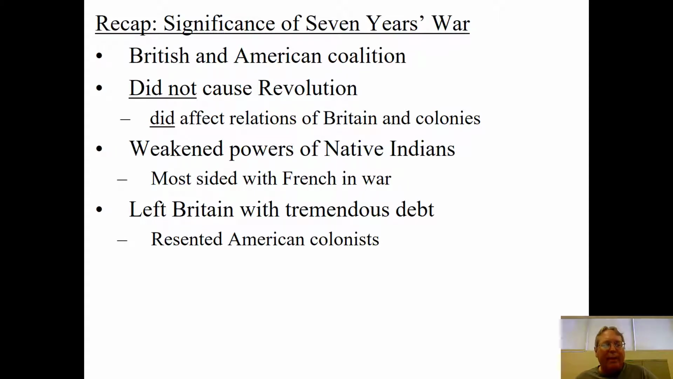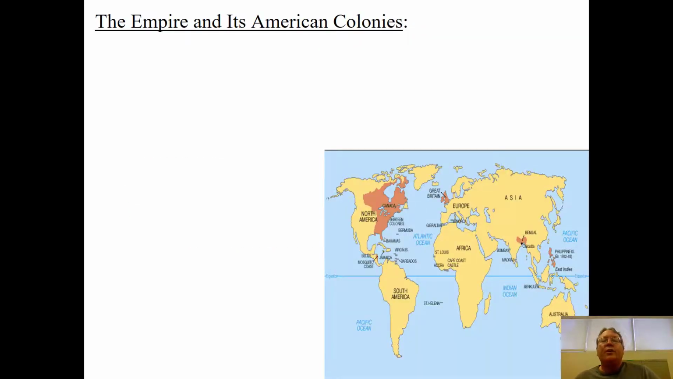Natives aren't going to be happy. American colonists may not be happy. Britain may not be happy. There's a lot of work still to be done, even as they celebrate this great victory. So that's something I want you to keep in mind here. This was a tremendous victory for Great Britain.